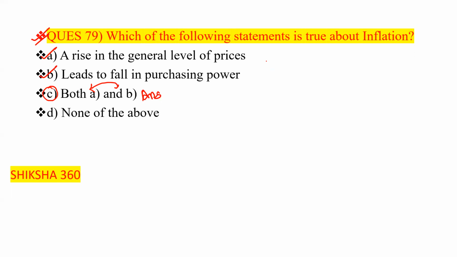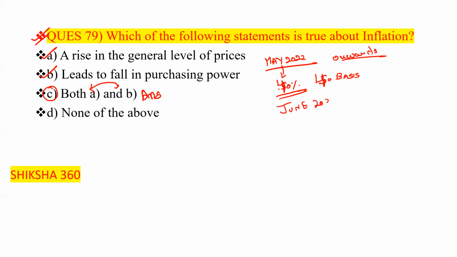I think all of you are aware that from May 2022 onwards, for the first time, the RBI increased the interest rate by 40 basis points, and in June again by 50 basis points. In August, again 50 basis points.